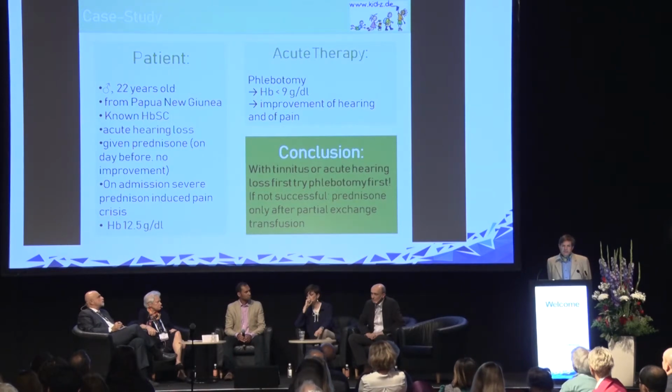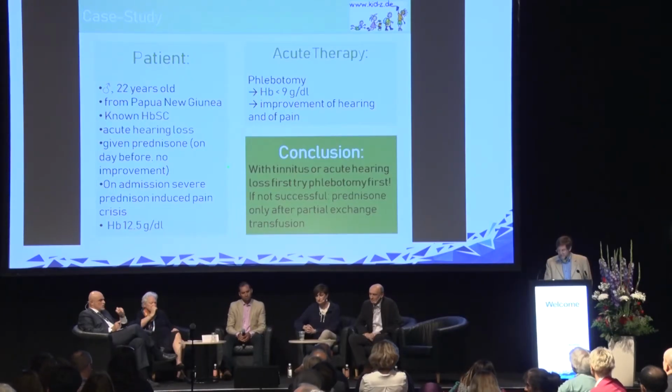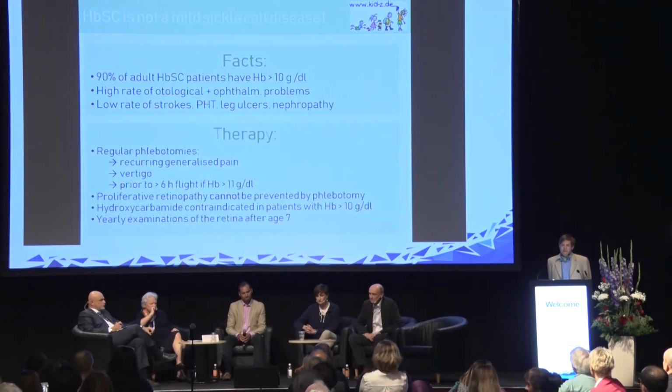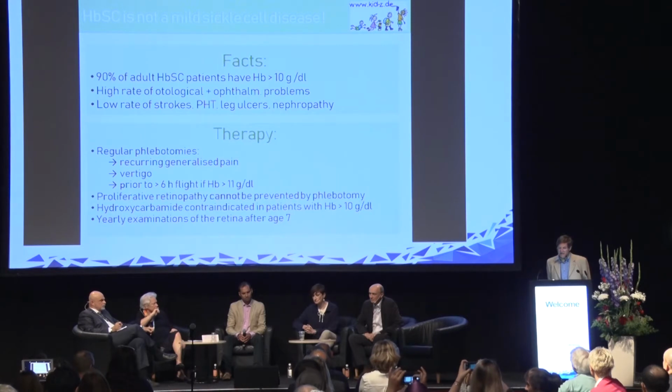It increased the neutrophils, and the neutrophils caused a severe pain crisis in this patient in the presence of a near normal hemoglobin value. So he got a phlebotomy, which improved the hearing and the pain. And the conclusion is that in hemoglobin SC disease with tinnitus or acute hearing loss, first try phlebotomy. If not successful, then do prednisone. But do prednisone only after partial exchange transfusion, because otherwise you will run into pain crisis. This means that hemoglobin SC is not a mild sickle cell disease.